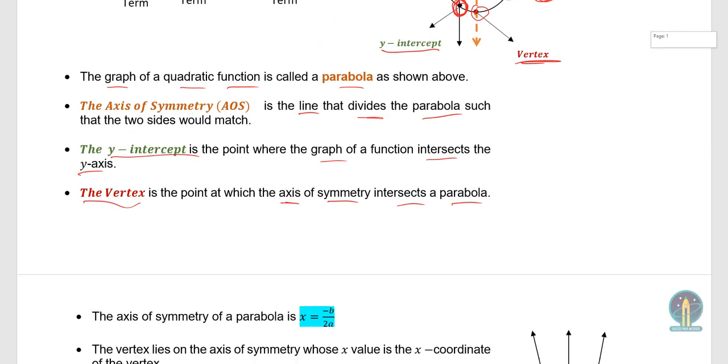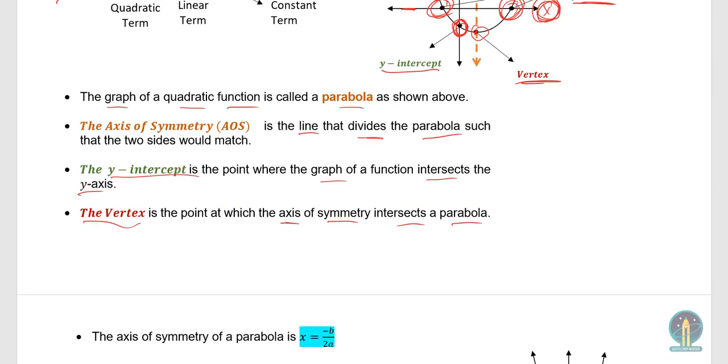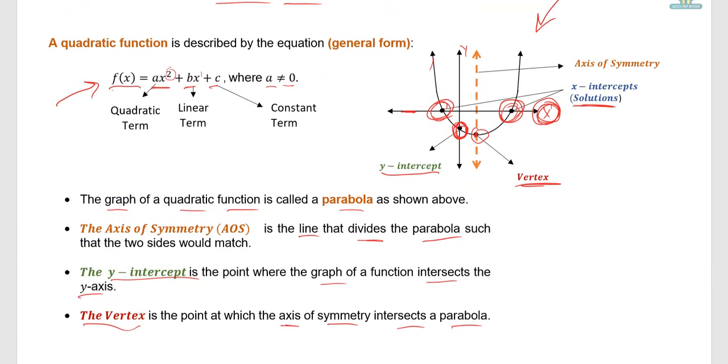Now, the axis of symmetry can be determined using this equation: x equals minus b over 2a. You just take the value for b, which is the coefficient of the linear term, minus b over 2a, a being the coefficient of the quadratic term. Then you have the equation of the line, which is the axis of symmetry. The equation is just going to have the form x equals some constant, which is minus b over 2a, whatever that value comes out to be. So it is going to be a vertical line.